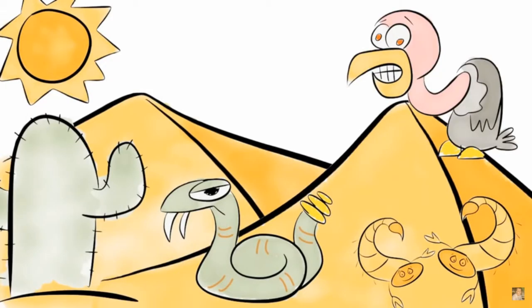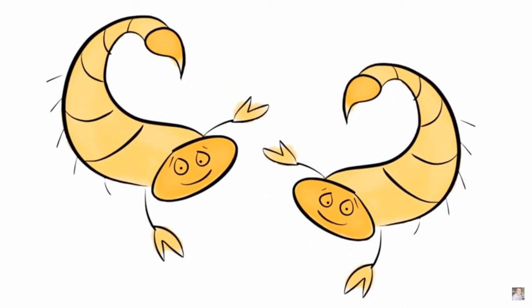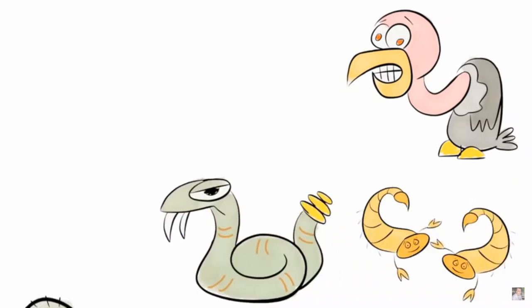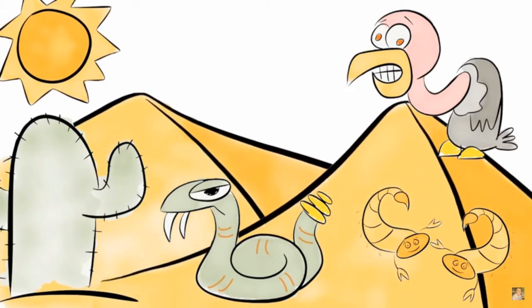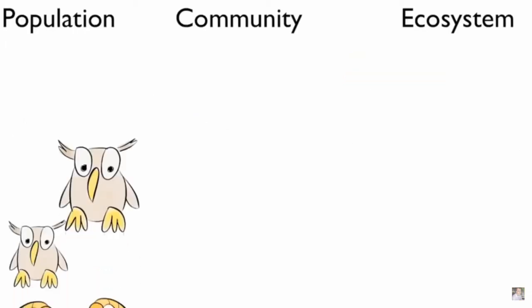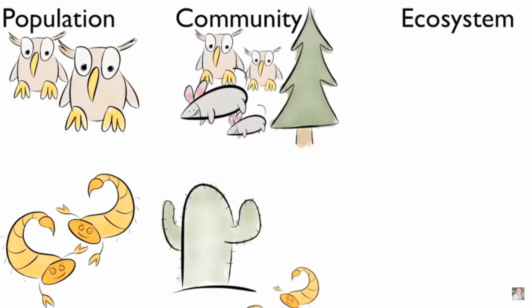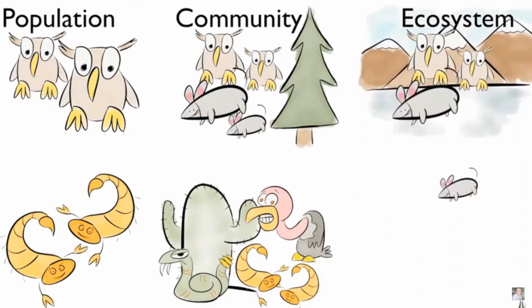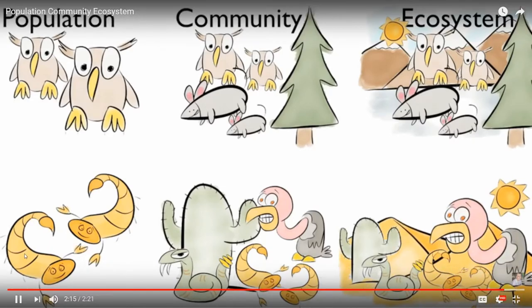Another is the desert. A group of scorpions is a desert population. All of the scorpions, birds, reptiles, and other living things are the desert community. Add in abiotic factors to complete the desert ecosystem. Populations are all members of one species. Communities are many populations. Ecosystems include communities and the non-living parts. Population, community, and ecosystem.